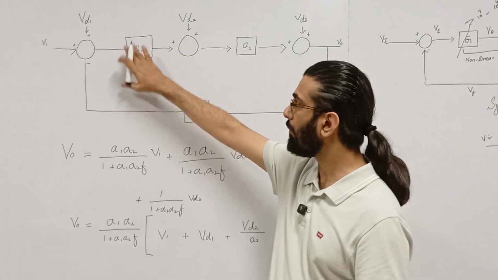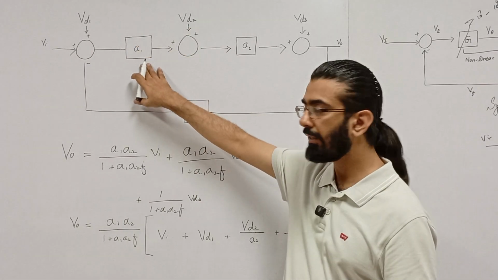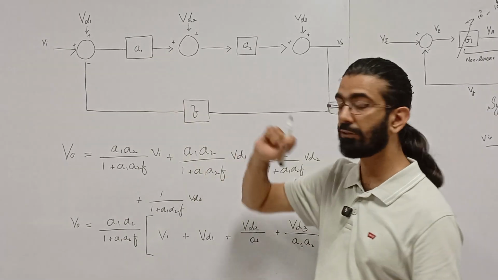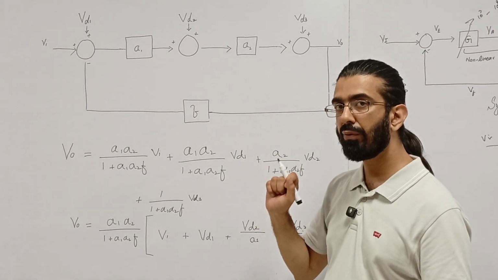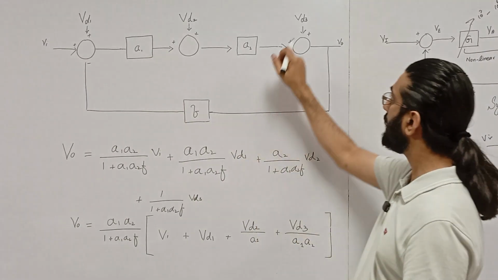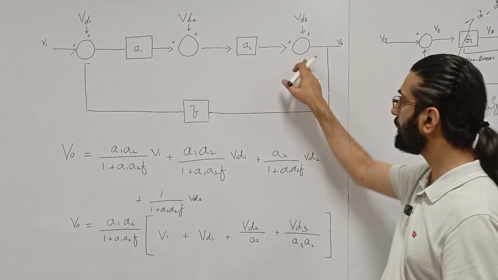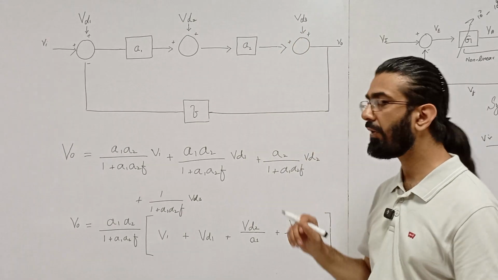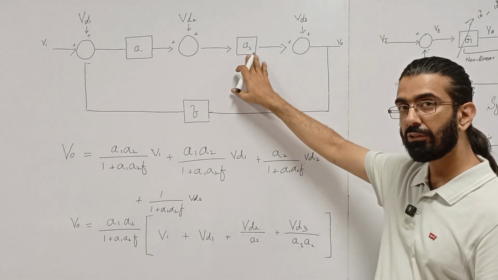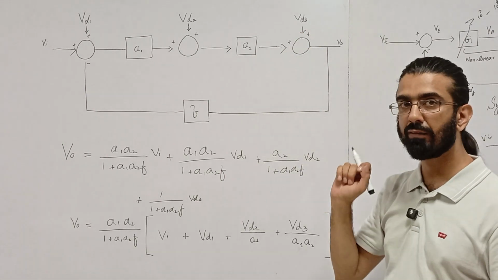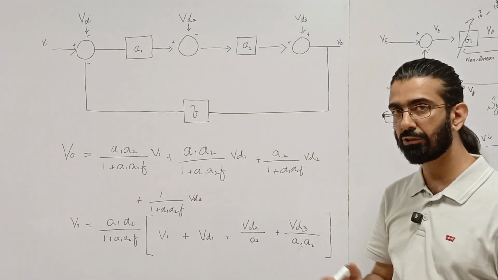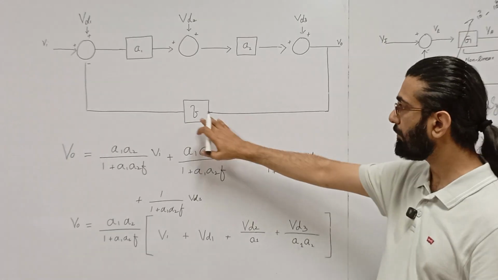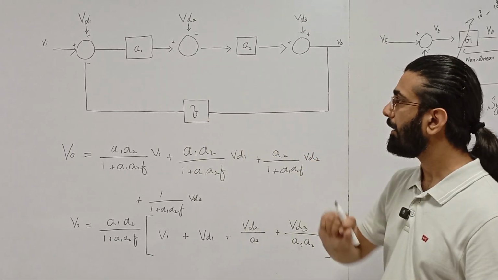We can say that A1 is the pre-amplifier stage, and this is the noise or disturbance that is added due to the pre-amplification. Similarly, we have D3 added into the system. For example, in terms of amplifiers, this would be the power stage, and D3 is the noise that is added due to the power amplification stage, and then we have the feedback gain in the system.